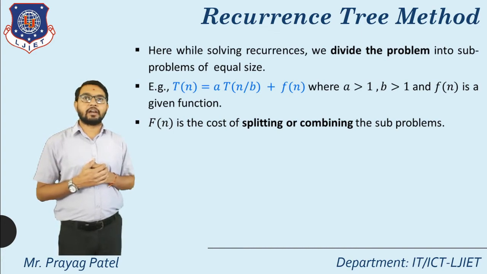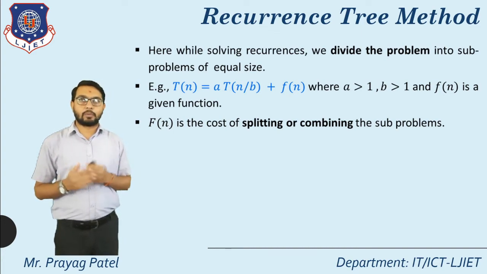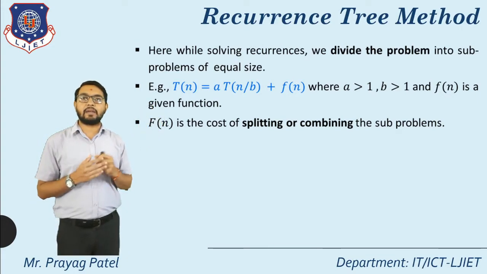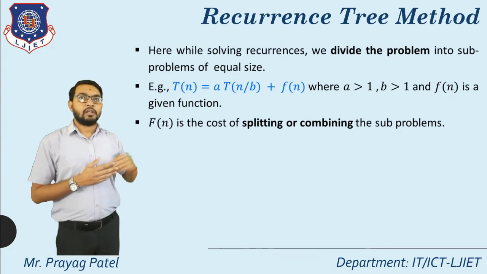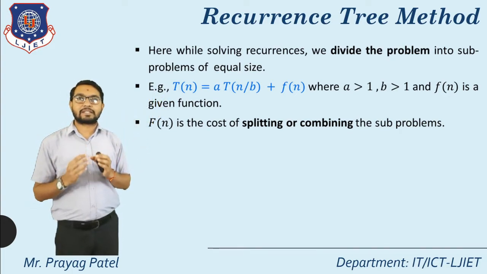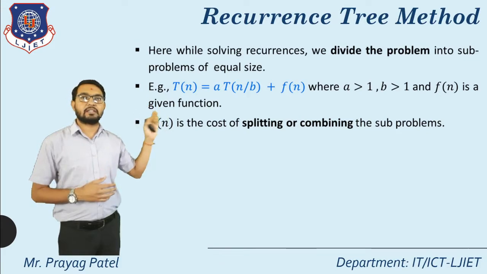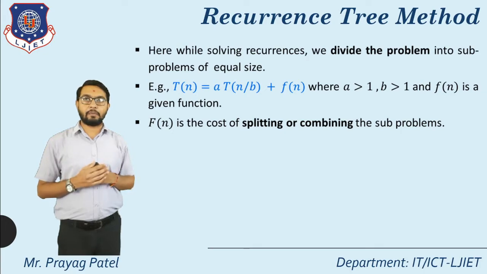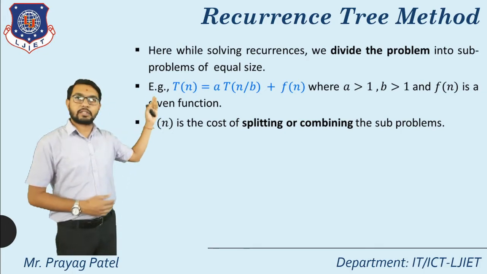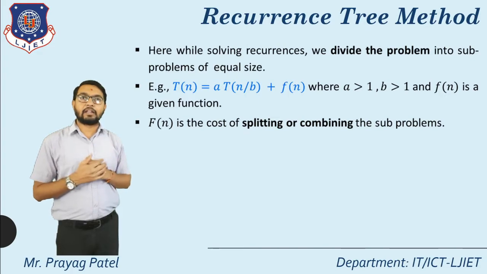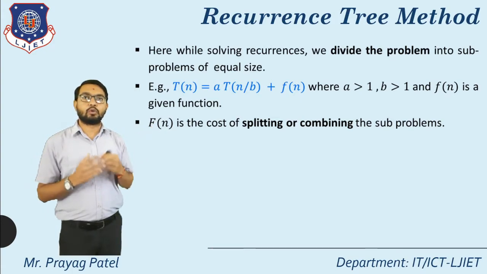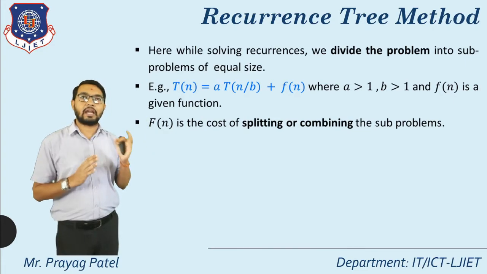Here while solving the recurrence, we divide the problem into subproblems of equal size. For example, T(n) = aT(n/b) + f(n). Here this function is also used in Master's method. But what is the change between this method and Master's method? In this method, the recurrence relation is in the form T(n) = aT(n/b) + f(n), where a > 1 and b > 1. Means here consider the value of a and b both equal to 2 as initial values.